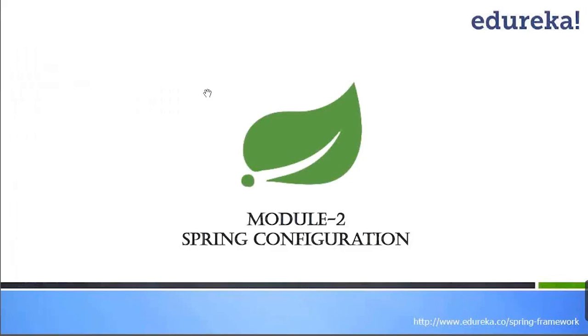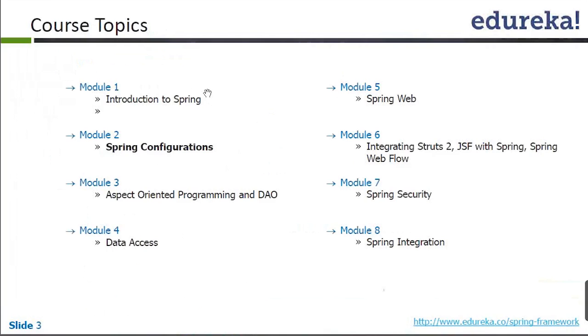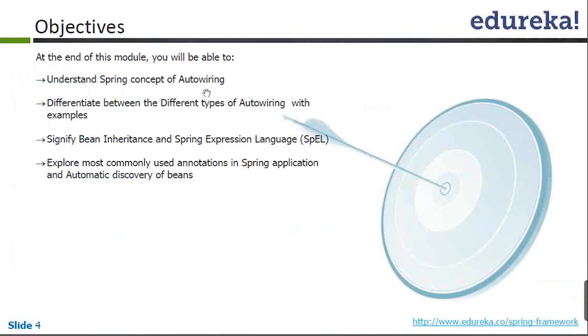Module 2, Spring Configuration. At the end of this module, we will be able to understand the Spring concept of auto wiring, differentiate between the different types of auto wiring with examples, signify bean inheritance and Spring Expression Language, we call it SpEL, explore the most commonly used annotations in a Spring application, and auto discovery of beans.